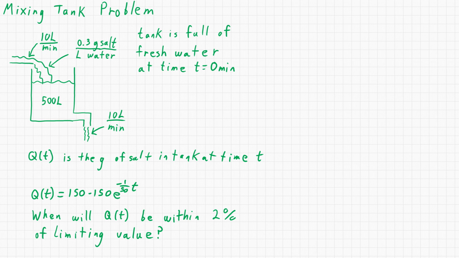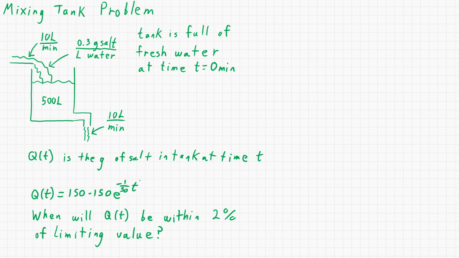This is another common mixing tank problem question that's asked. So you have your whole setup from the last problem: 10 liters per minute flowing in, 0.3 grams salt per liter water flowing in, 500 liter tank, 10 liters per minute flowing out. Q of t is the grams of salt in the tank at time t.